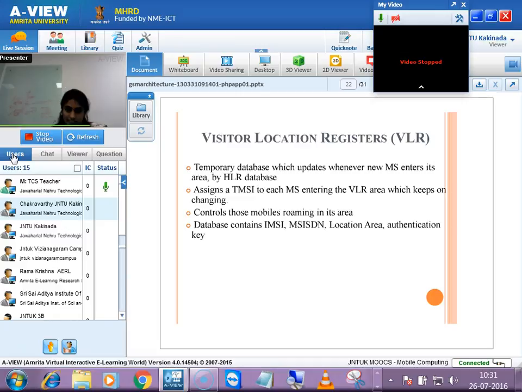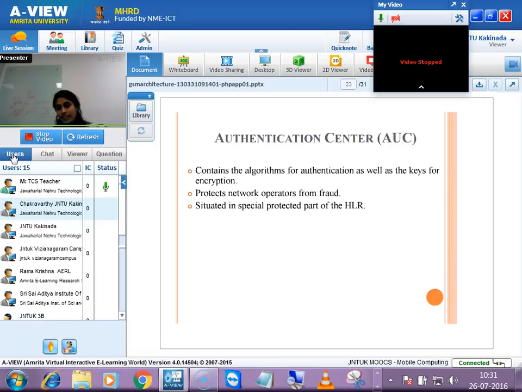As I told you, this VLR will check with the target MSC, and the target MSC will check with the source, I mean the home MSC. Whenever the home MSC tells that he is a valid user, then the visitor network, in the sense the visitor MSC, will provide him services, until and unless the HLR home MSC tells that he is not authenticated. Until then, it won't wait. The destination MSC won't provide him the services. So this visitor database mainly contains these things.